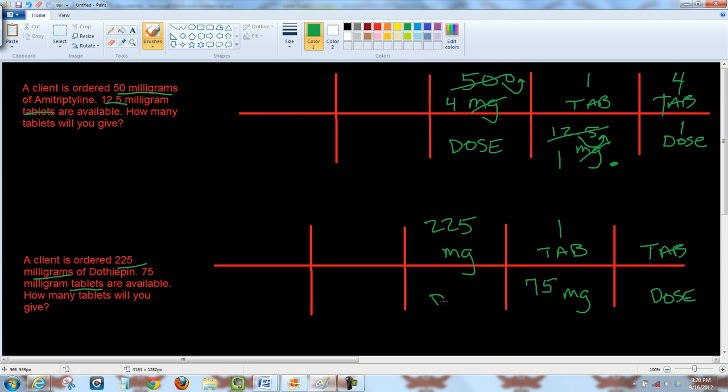per dose. And if you look at the top problem and the bottom problem, the units are all the same. Okay, so our next step is milligrams, we can cross out milligrams. Now we have tabs, the only unit on top. Dose is the only unit on bottom. Let's do a further reduction. 75 divided by 75 would give us 1. And then 225 divided by 75, think about it, should give us 3. So 3 times 1 is 3. Dose times 1 is 1. And our answer here is 3 tablets.